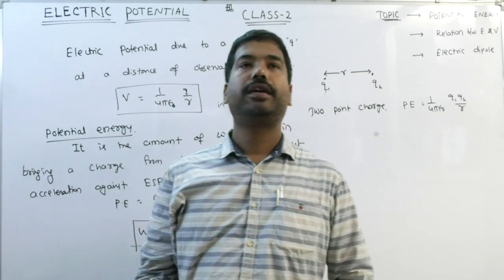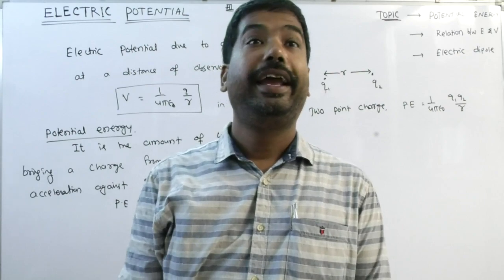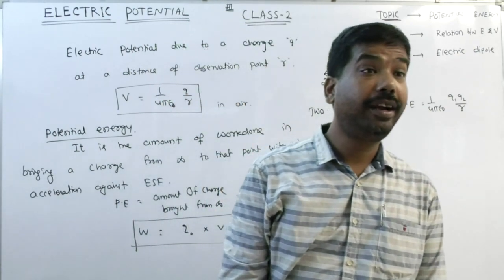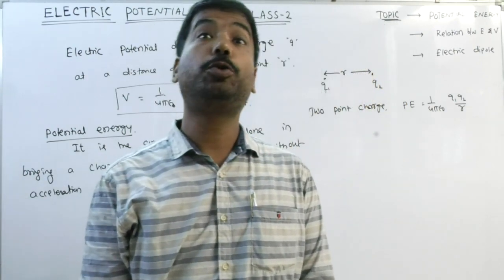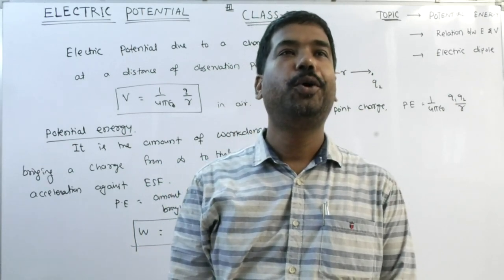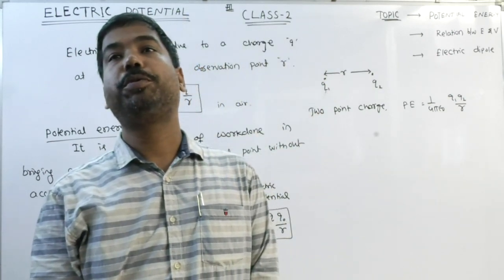Clear? But electric potential is a scalar quantity. It can be added algebraically, because it is a scalar quantity. Hence, the net potential due to a system of charges is a scalar addition. It means ordinary addition. Clear? That is called the principle of superposition of electric potential.